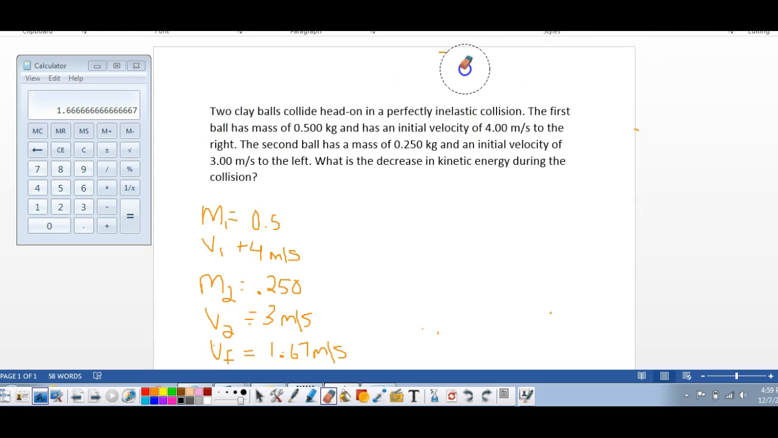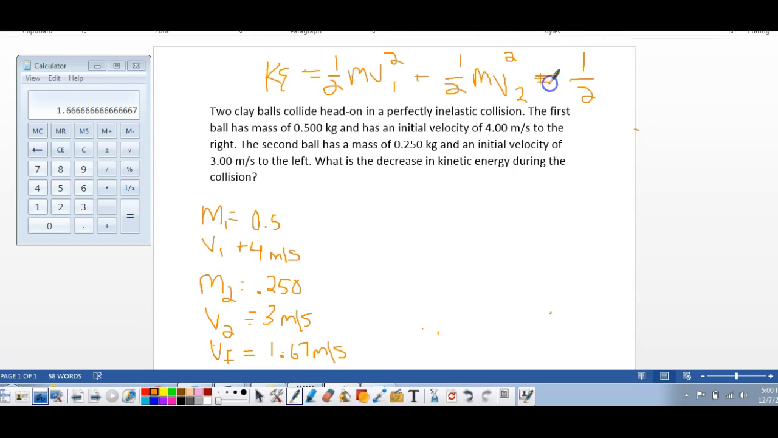And then let's see the change in kinetic energy. If you remember the equation, kinetic energy is 1/2 mass times velocity squared. So now we have two things to start with. We'd have 1/2 mass 1 velocity 1 squared, plus the same thing, 1/2 mass 2 velocity 2 squared. That's our initial.